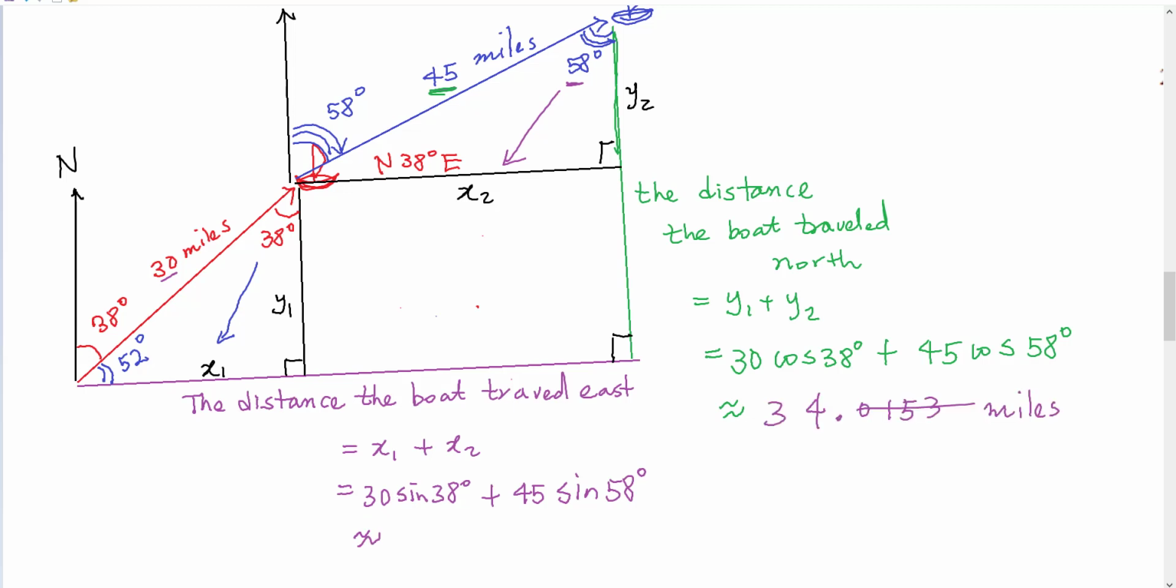So 30 times sine 38 plus 45 times sine 58. And I got on my calculator about 53.57. If you want to approximate that to the whole number, it's about 54 miles. And that's the total east distance the boat traveled. And then the total north distance the boat traveled is about 34 miles.